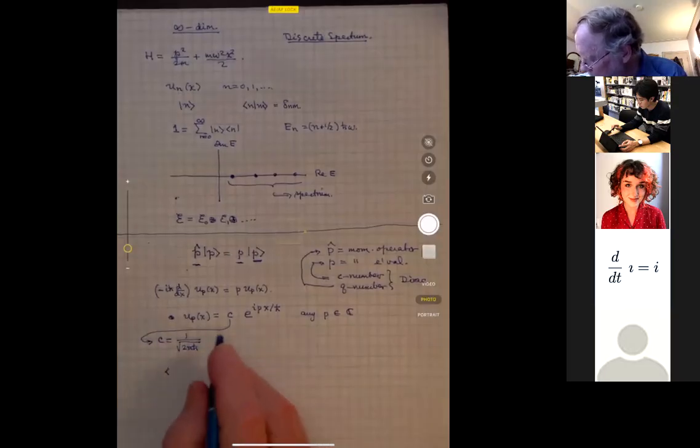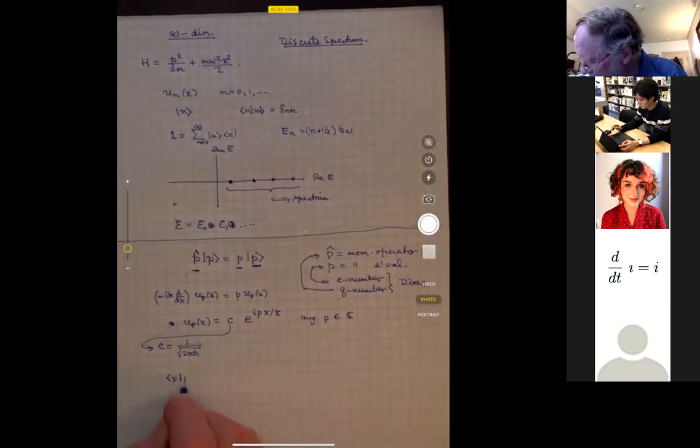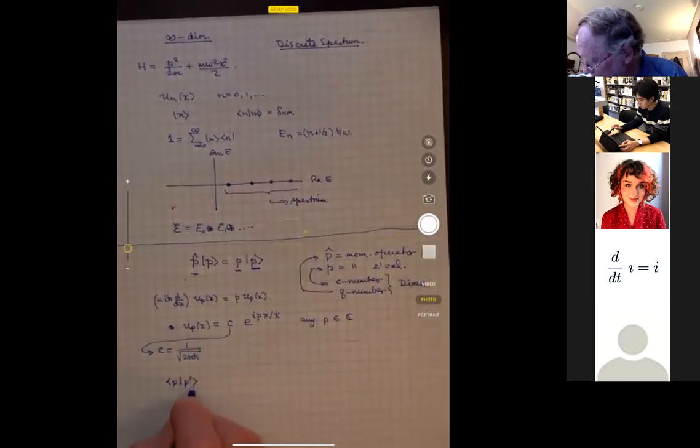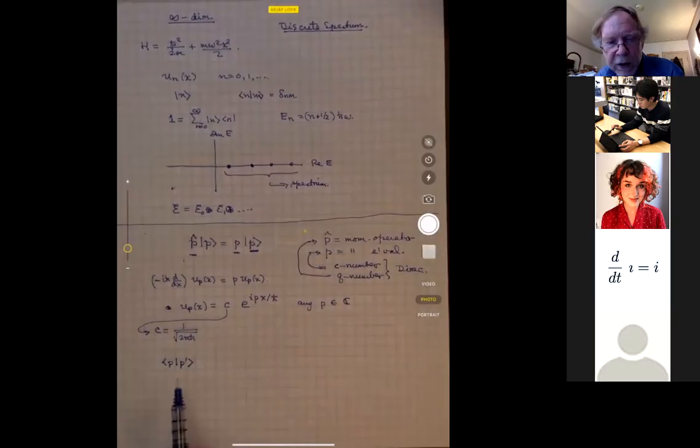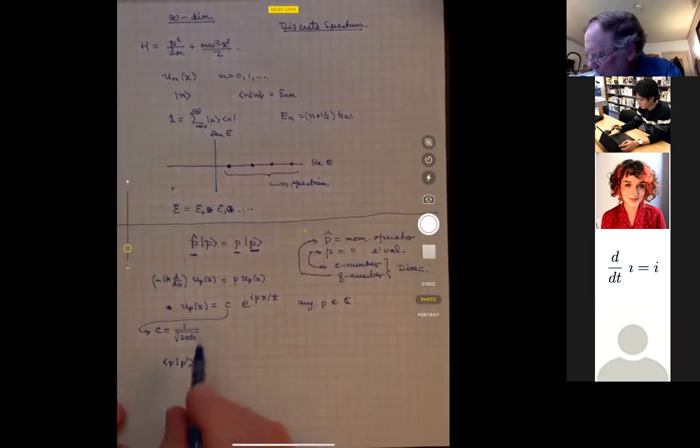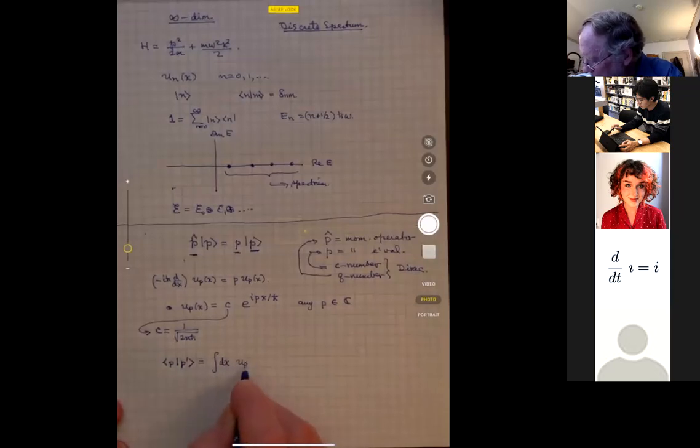scalar product of eigenfunctions of different eigenvalues, let's say the p and p prime scalar product. Recall that in finite dimensions, this would be a Kronecker delta in the eigenvalues. What is it in this case? Well, this is an integral. You just do the integral. It's the integral dx of u sub p of x complex conjugated times u sub p prime of x. And if you do the integral, you get a Dirac delta function in p minus p prime.